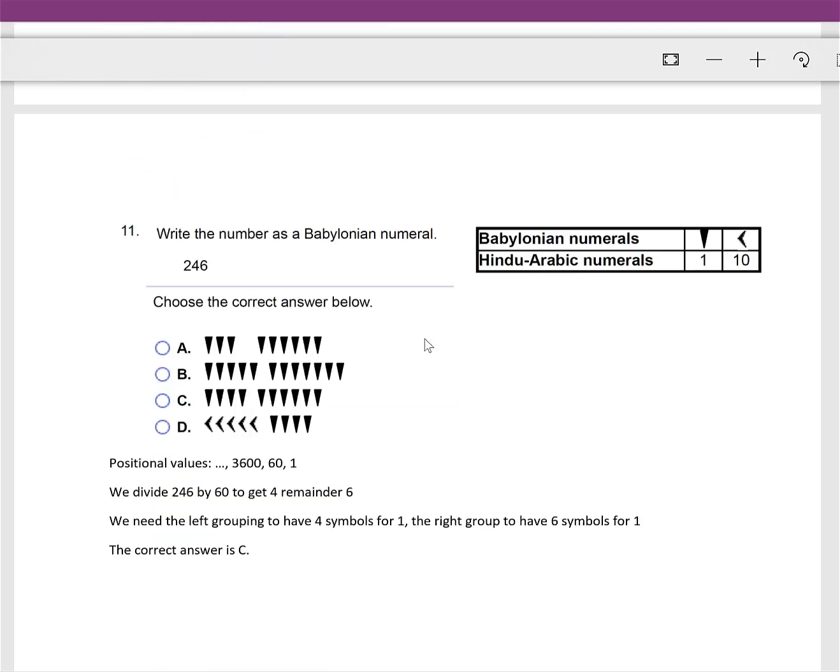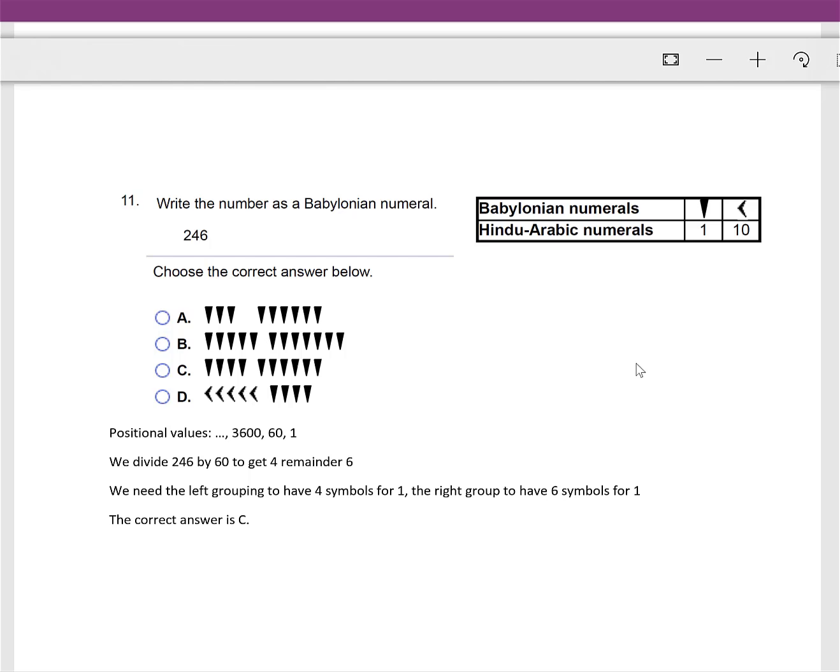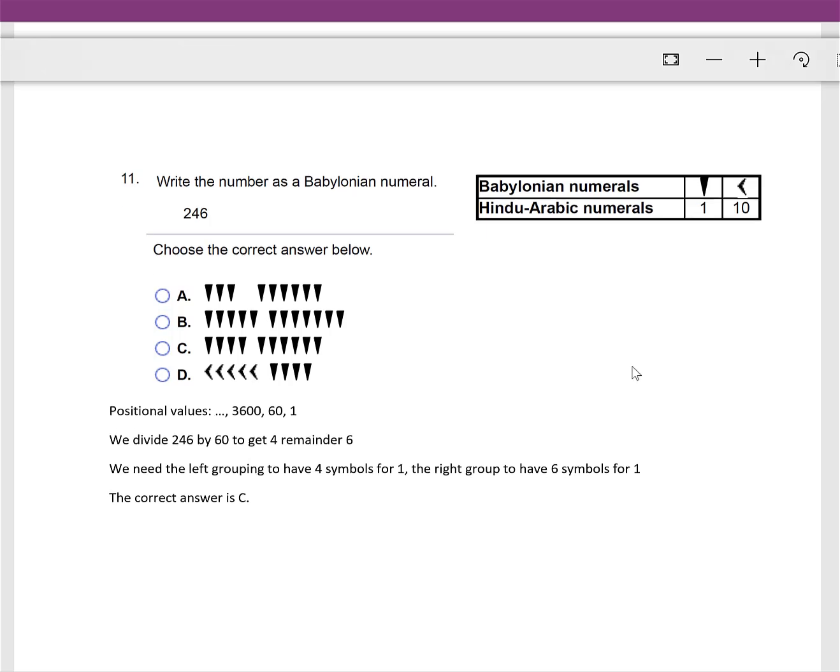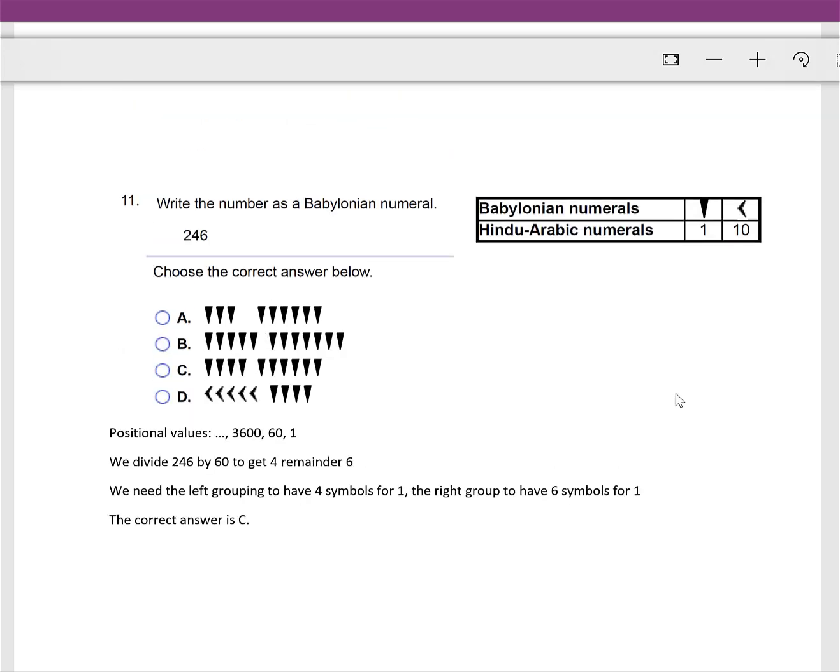Okay, and I might have the next one here as detail. Yes, I do. Okay, write the numeral as a Babylonian. So 246. So when we go from our system to the other system, we want to think of the positional values, and we're going to start dividing. And we're going to divide by the positional value that's largest but less than the number that we're trying to convert. So the positional values, again, the Babylonian, are shown here.